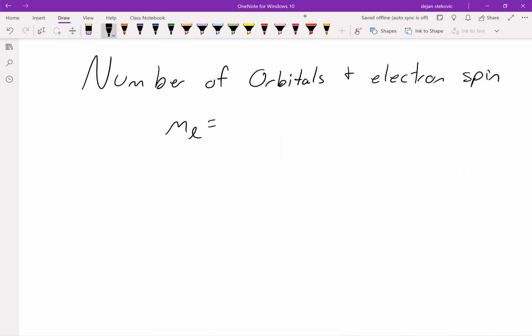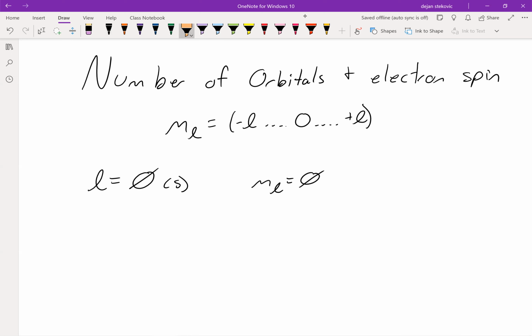And these values are allowed to be anywhere from negative L up to 0, up to positive L. And they have to be, of course, integers. So for example, when your L is equal to 0, we have an S subshell. In this case, M sub L can only equal 0. And since we only have one value of this, we only have one orbital, right? So that just looks like the circle. And so there's one S orbital per N, right?